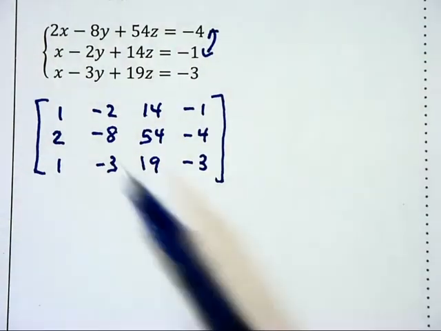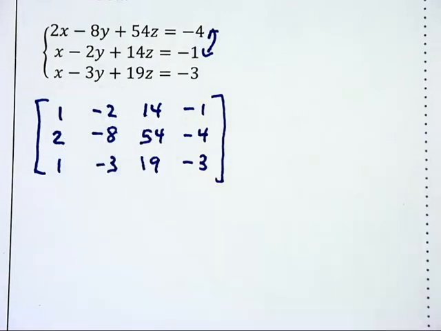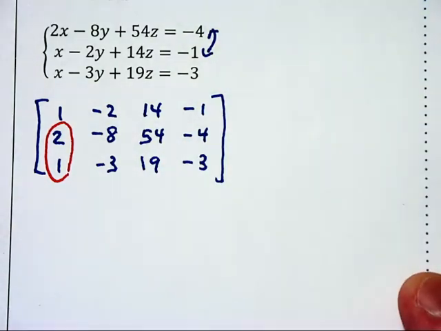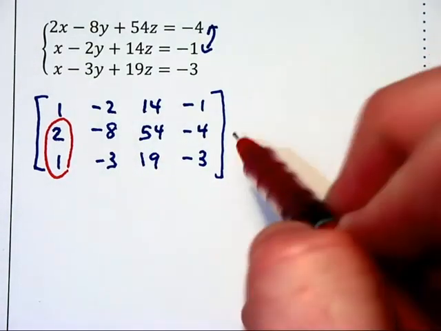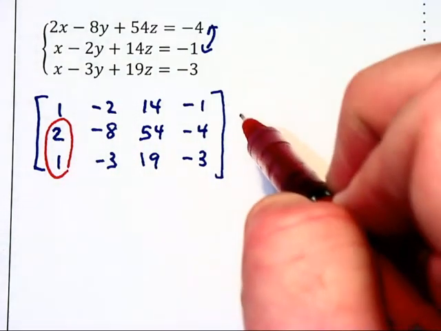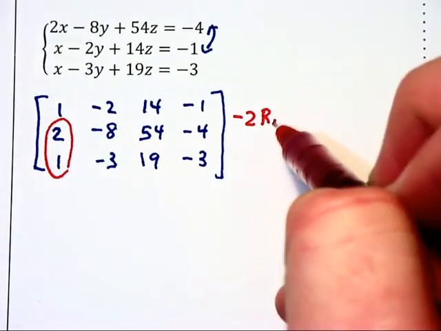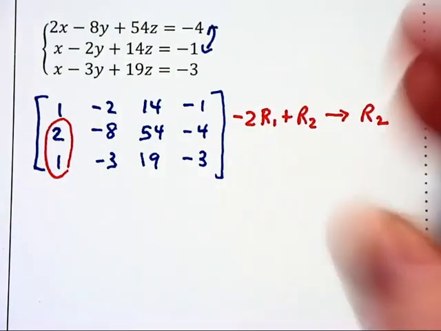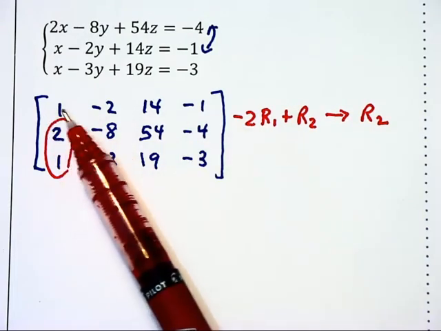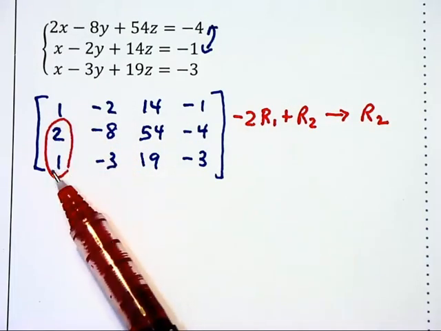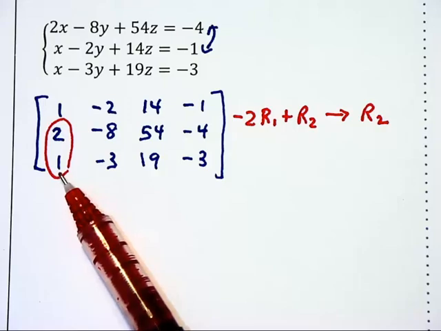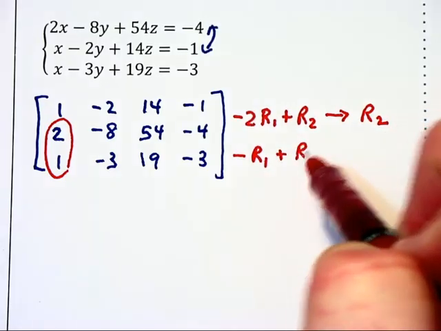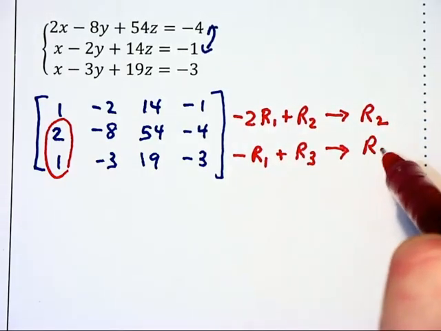So goal number 1 was get the 1 in the top left corner. Now we want to get zeros beneath it where the 2 and the 1 are, which means I need to cancel out the 2 and the 1. I cancel out the 2 with a -2. So I go -2 times row 1 plus row 2 becomes the new row 2. Notice I'm taking a multiple of row 1 because that's where that 1 is that I'm keeping. Now I want to cancel out this 1 on the bottom left with a -1. So I'm going to say negative row 1 plus row 3 will become the new row 3.